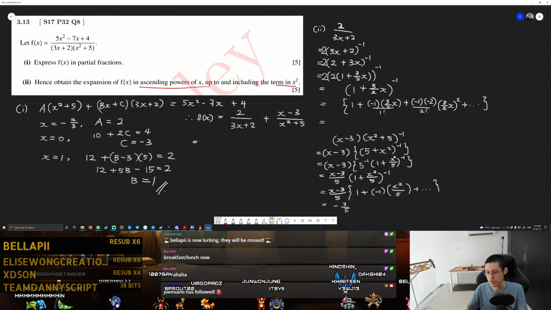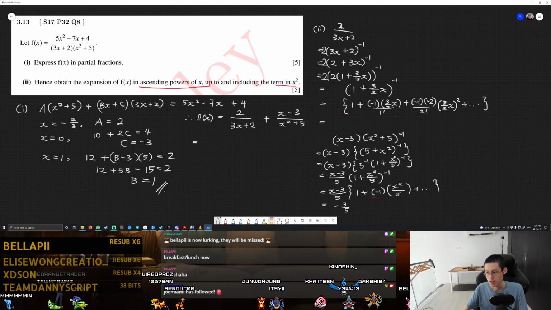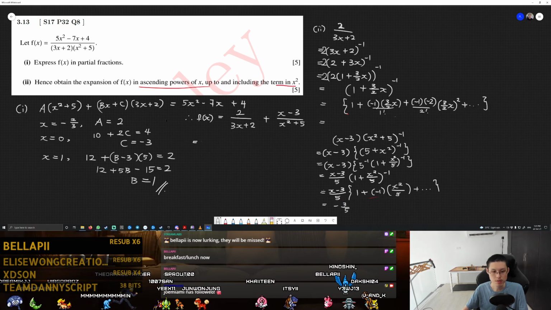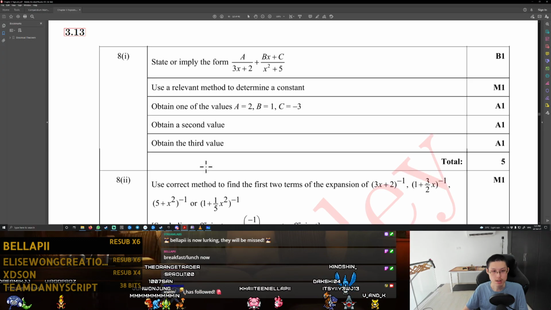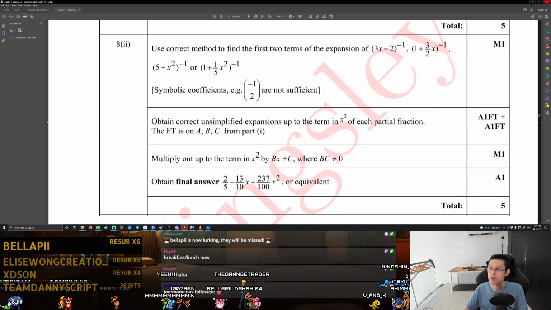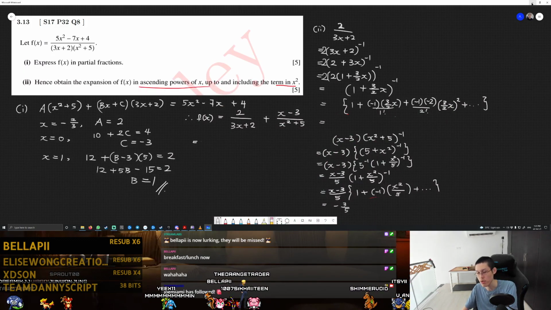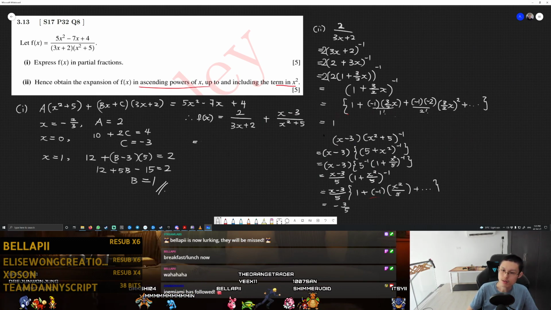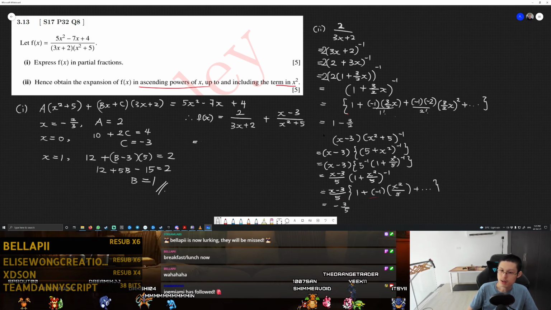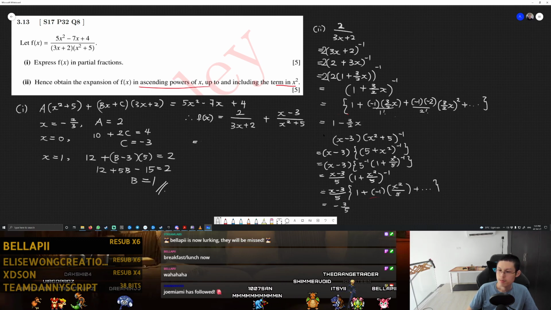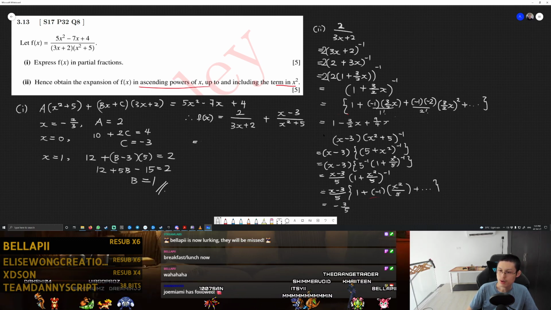So 1 minus 3 over 5 is 2 over 5. Is that the answer? Let me just check. 2 over 5. Yep, okay, I think that was the problem. So this would actually give us 1 right here. So this is actually -3 over 2x. This is going to be plus 9 over 4x squared.